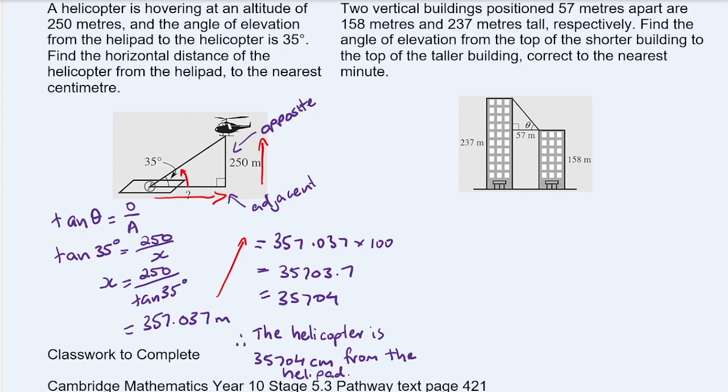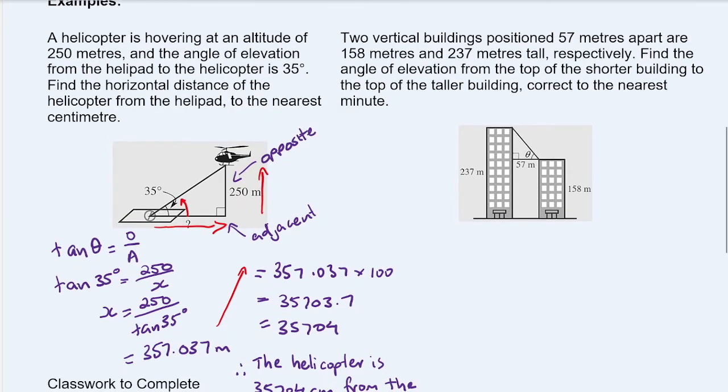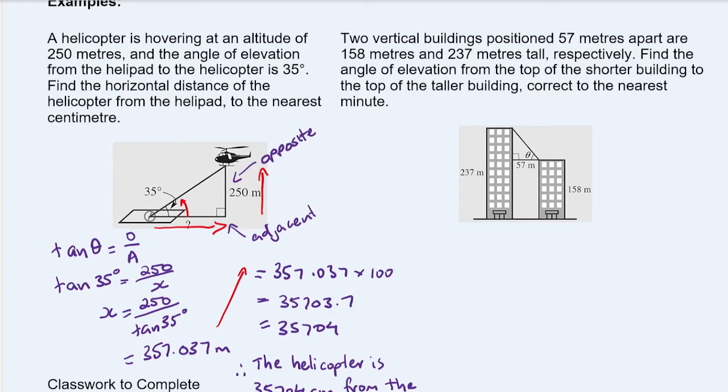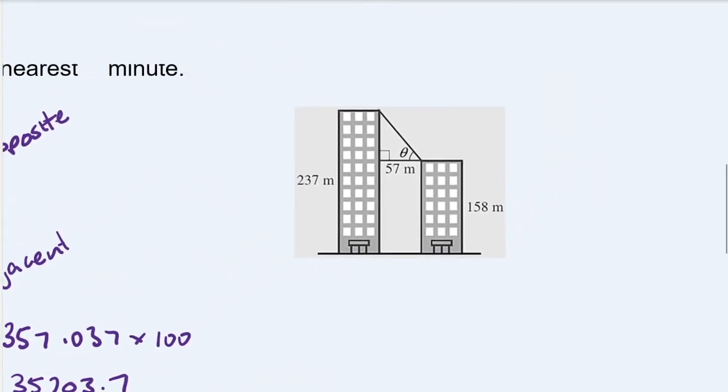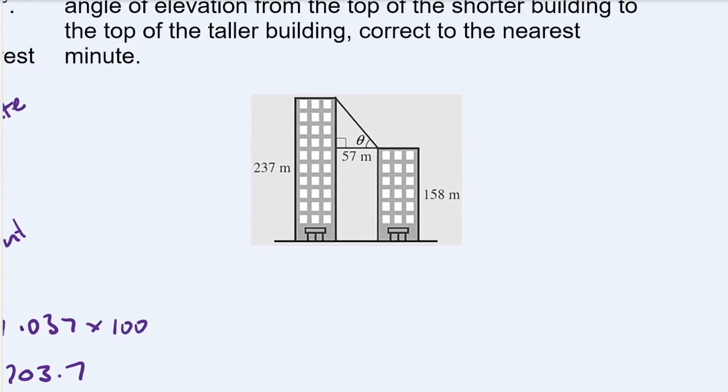Let's look at the second example here. We have two vertical buildings positioned 57 metres apart, and they are 158 metres and 237 metres tall respectively. Find the angle of elevation from the top of the shorter building to the top of the taller building, correct to the nearest minute. So let's zoom in a little bit. Here is our diagram, and we want to know theta. We want to know this angle in here.